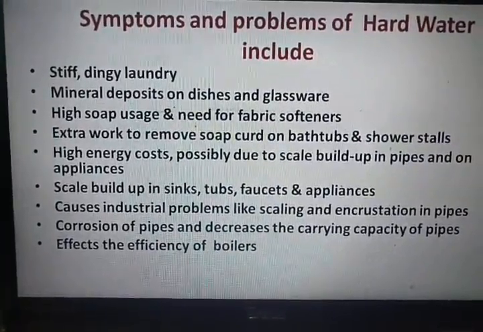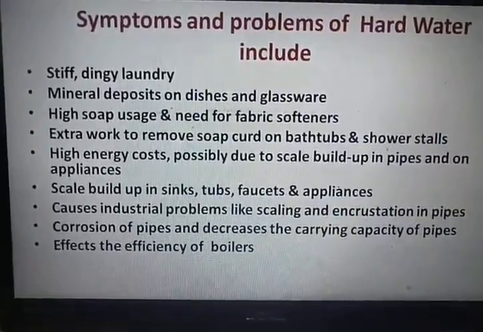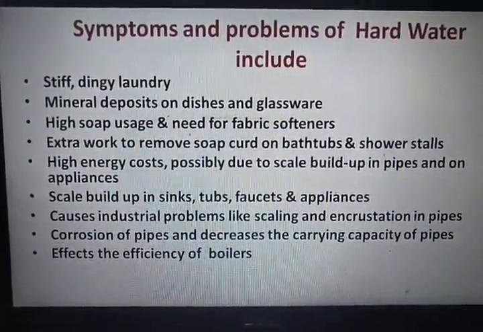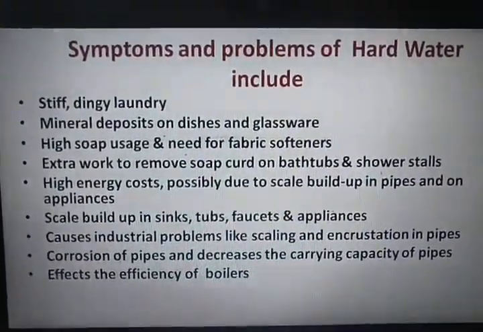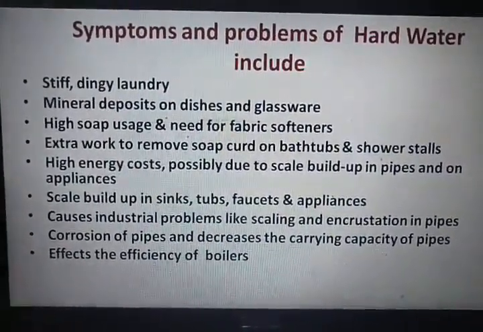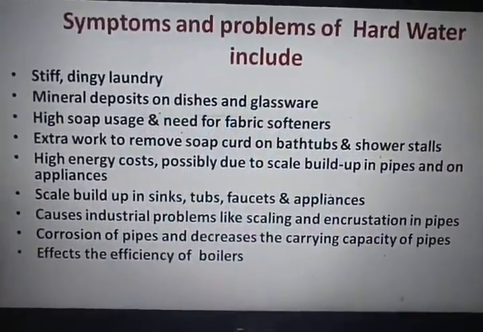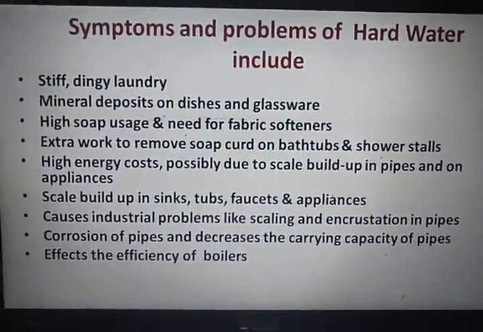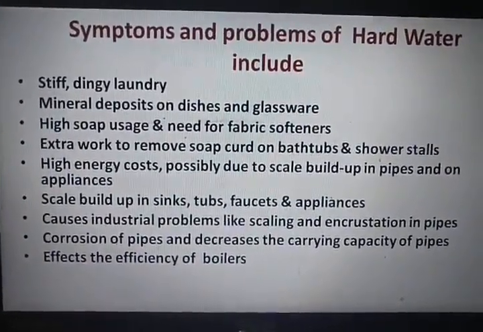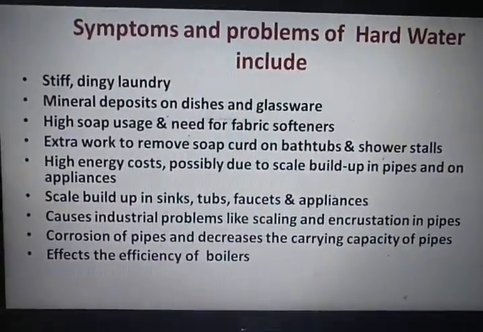It causes industrial problems like scaling and encrustation in pipes, and this is the major industrial problem with boilers, because the boiler contains very small tubes or pipes wherein the water is converted into steam. Upon heating, if the water is hard, encrustation of the pipes happens, which reduces the efficiency of the boiler. This is a major problem in most industries where boiler operations are used, and that's why we have to install a demineralization plant or a softening plant before using the water for boiling operations.